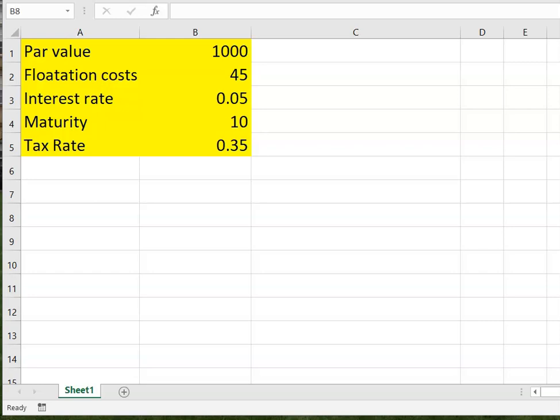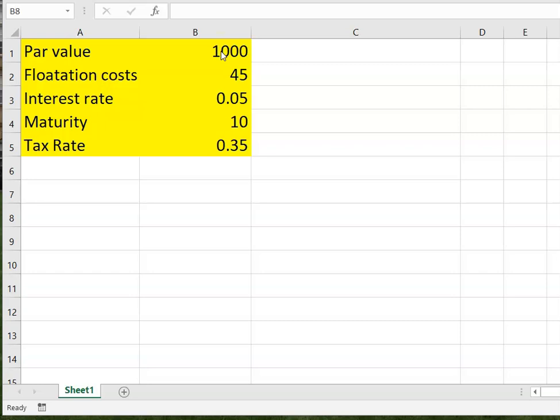In gold here, I have the parameters that were given by the example shown in the slide. I've changed it just a little bit because this is the way you might see the problem. We start with a par value bond of $1,000. Bonds have three attributes: the par value, an interest rate, and a maturity.